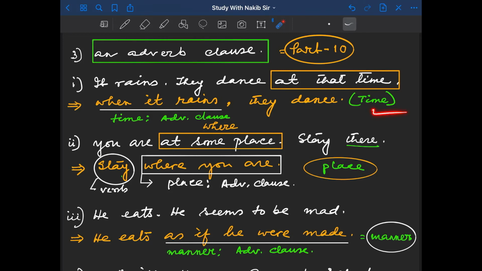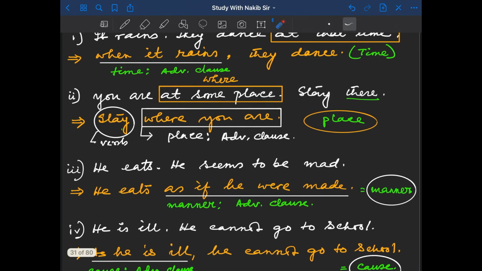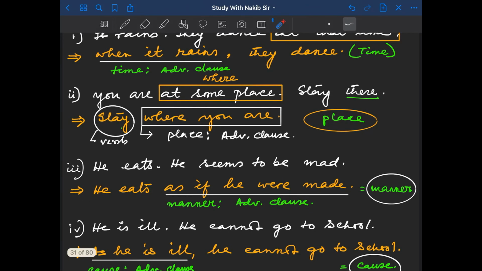Okay. Now next example. You are at some place. Stay there. There means where? There means where? Where means here. Where you are at some place.